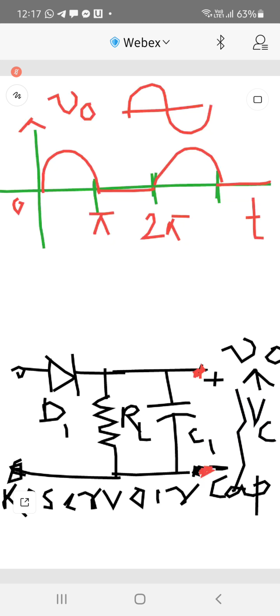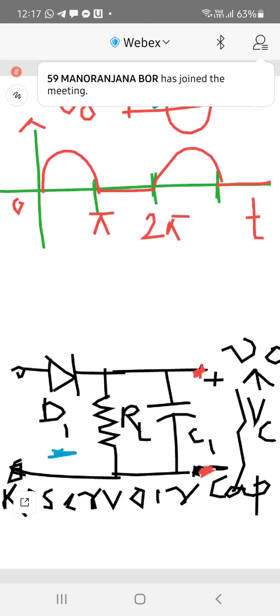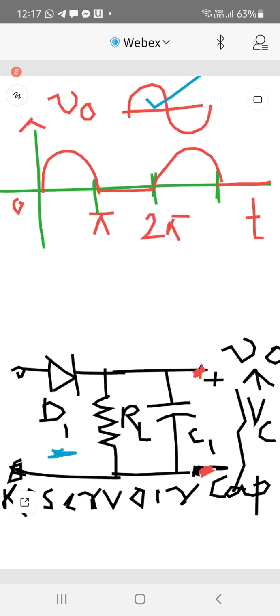So during the positive half cycle of the input signal, listen very carefully now, what happens? Diode D1 is forward biased. Listen carefully. I'll give you the material, don't worry. Diode D1 is forward biased.